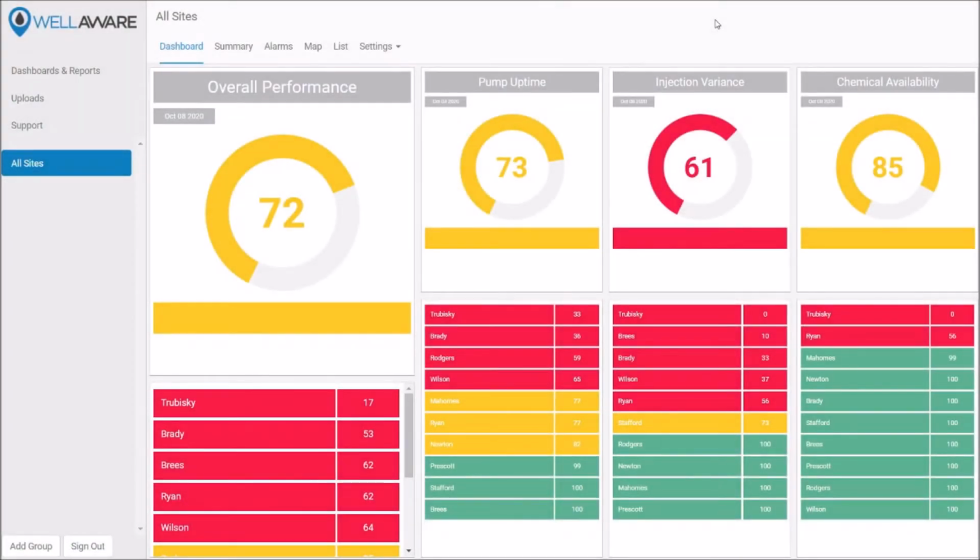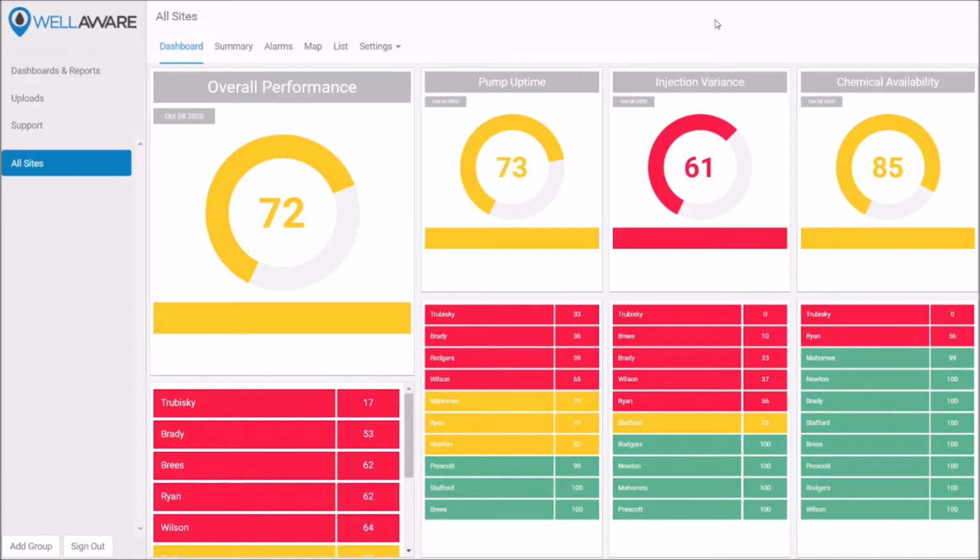So what we're looking at here, as we've seen before, is the WellAware On Demand Chemical Performance Dashboard view. The way this dashboard is structured is based on these chemical performance indexes that are an important part of WellAware On Demand Chemical. We've identified 3 critical KPIs: pump uptime, injection variance, and chemical availability. We've created performance indexes for these 3 things, and then we've also created an aggregate chemical performance index to measure overall performance. Now, why is this important?